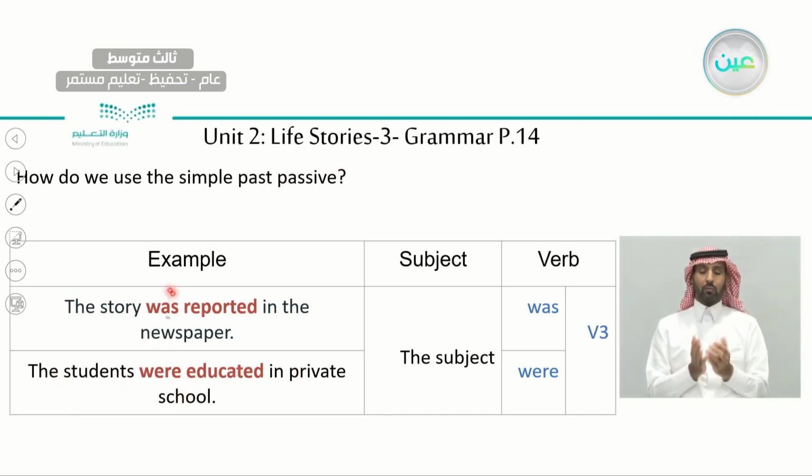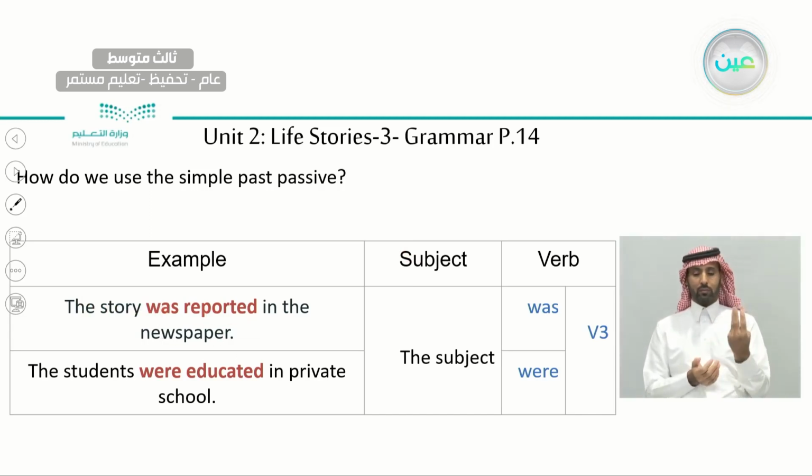These are two sentences. We form it: we put the subject in the beginning, and then we add the verb to be, and we put the verb 3, okay? We put the verb 3, like eat, ate, eaten, verb 3. So we will use verb 3, okay? So here, the story is what? Excellent, it's the subject. The story is the subject. And then we have the verb to be, was, and reported is the verb 3.